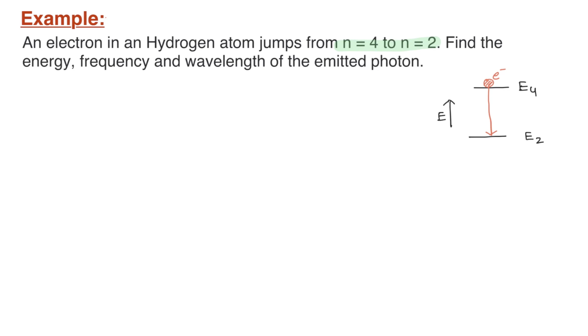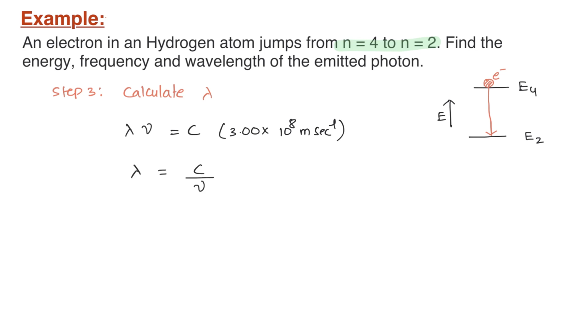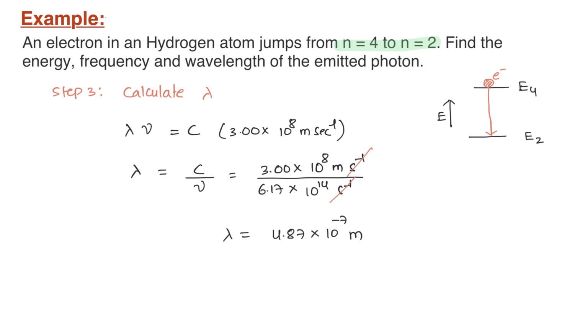For the third part of the question, we need to calculate the wavelength. We know that wavelength times frequency of any particular electromagnetic radiation is equal to the velocity of that radiation. So lambda is equal to the velocity of the electromagnetic radiation divided by frequency. That is 3.00 times 10 to the 8 meters per second divided by 6.17 times 10 to the 14 second inverse. The second inverse gets cancelled, and you would end up getting 4.87 times 10 to the minus 7 meters.